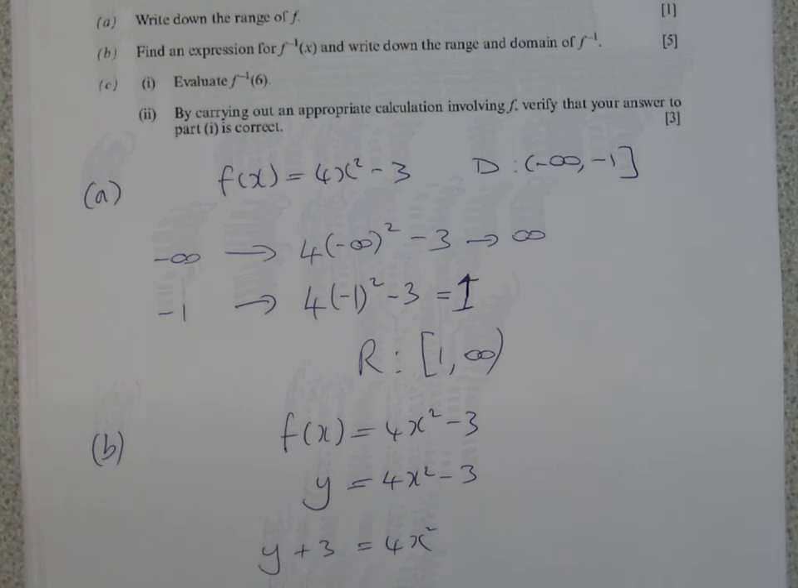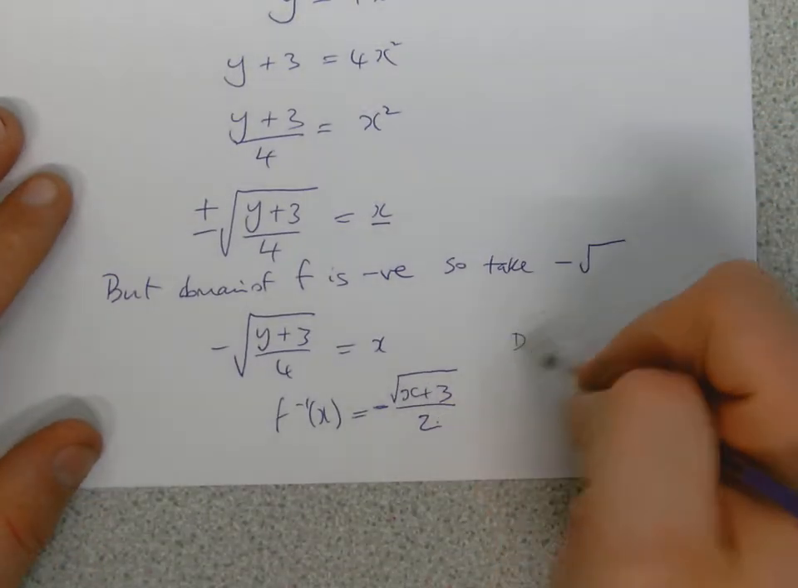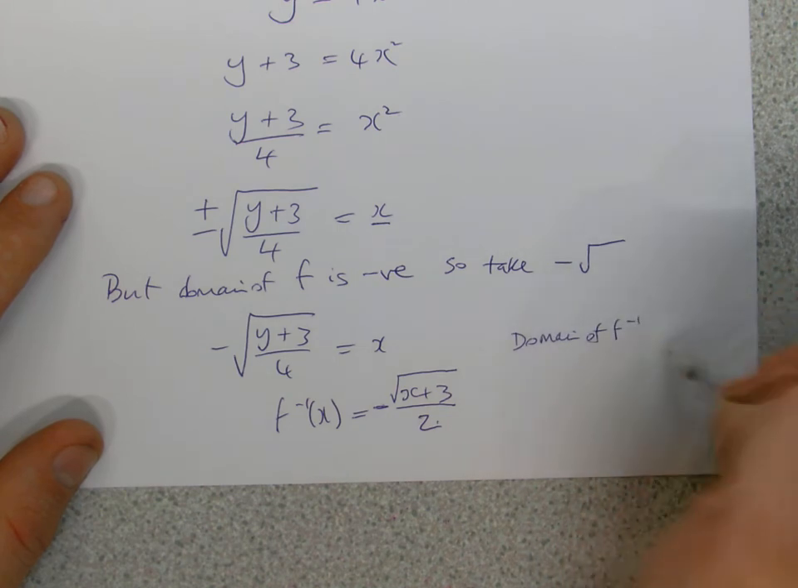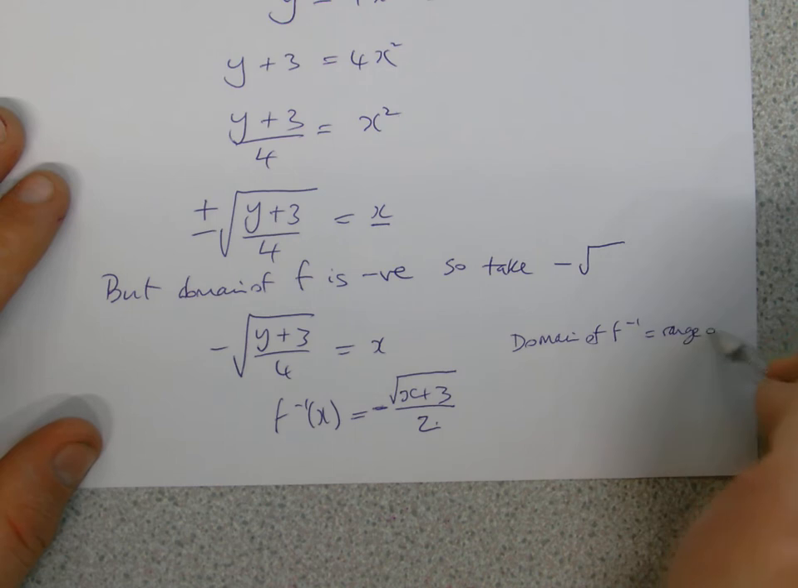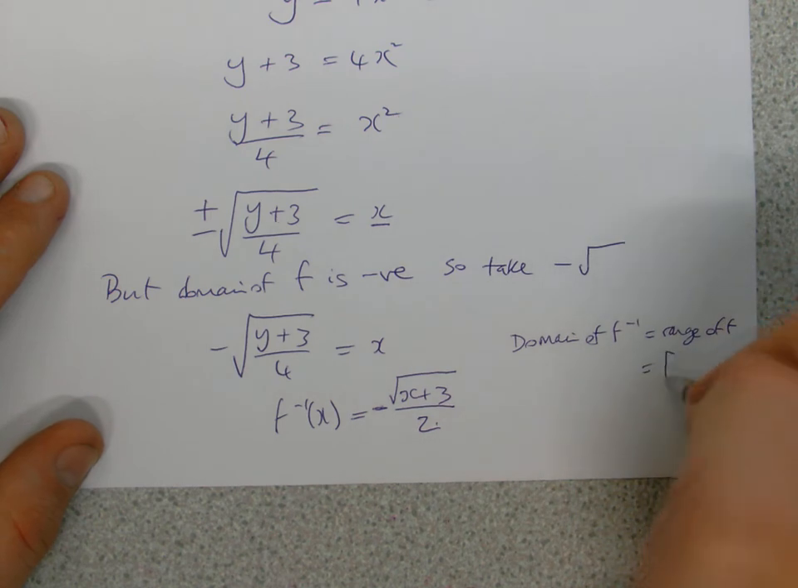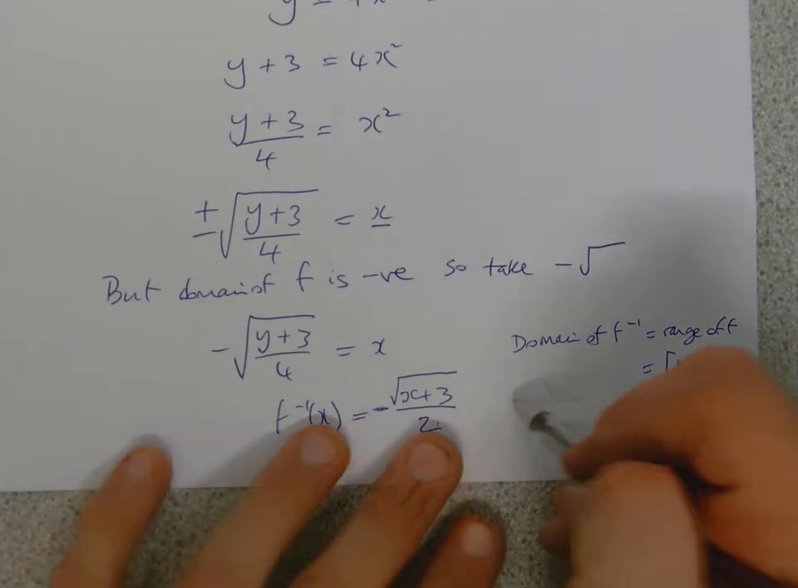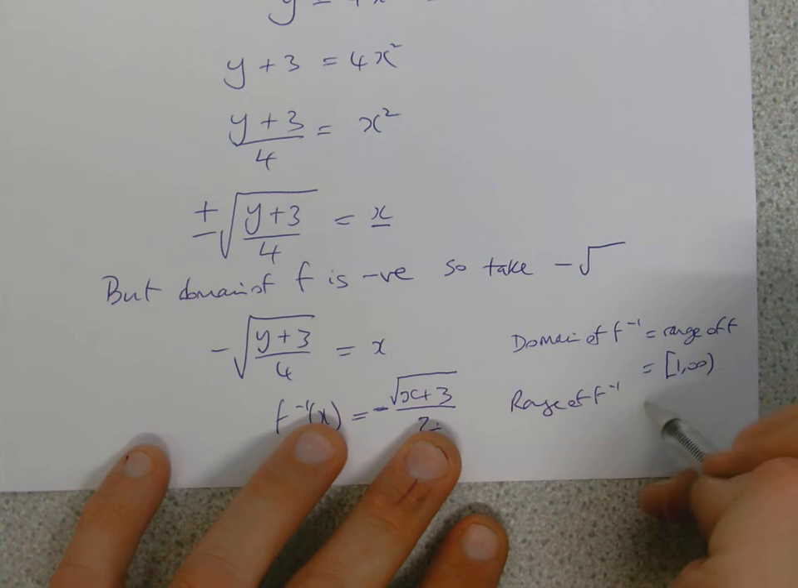It does go on then and asks for the range and domain of f to the minus 1. Now remember, the domain of f to the minus 1 is simply equal to the range of f. It always is. So we know the range of f, we worked it out before, is 1 to infinity, because f to the minus 1 takes on the range, doesn't it? Whatever the output you get from f, that's what the inverse function of f takes on in terms of its domain. And then the range of the inverse function is quite simply the domain of f.